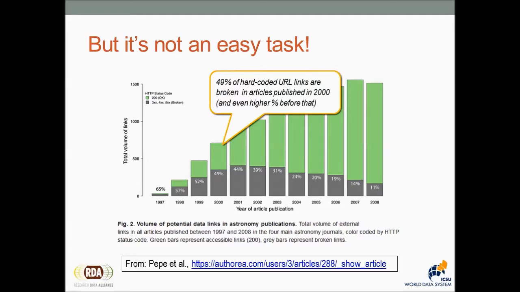The figure that I'm showing here illustrates that. I took that from a paper by Pepe et al. And the size of the bars here shows the volume of the hard-coded data links that they found. And the numbers that you see in the gray are the percentages of broken links. So you see that in about a decade, half of those links break, which clearly isn't a good thing for the scholarly record.